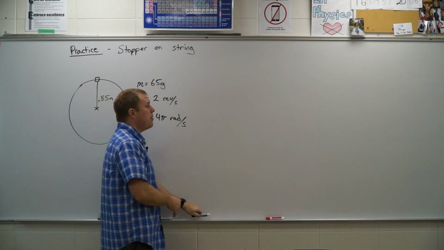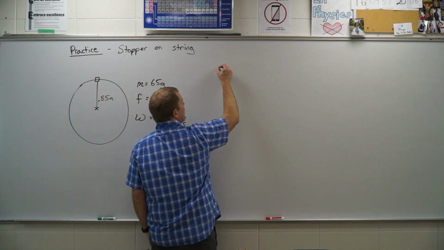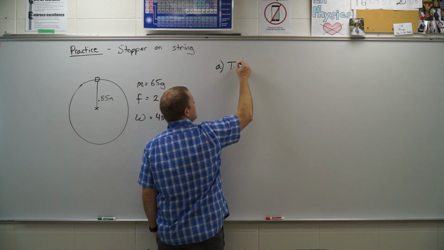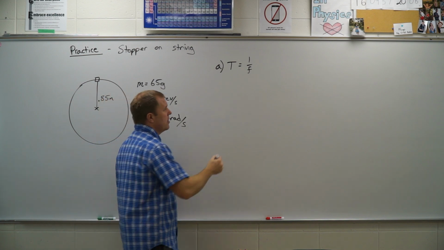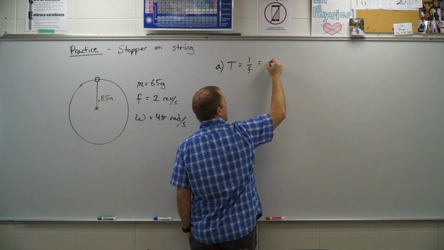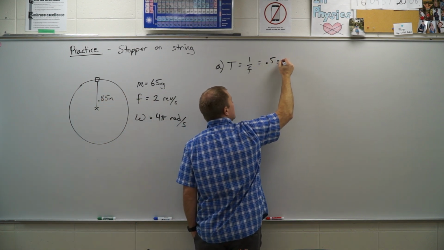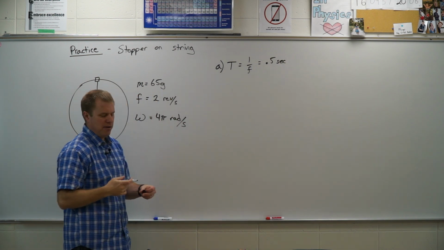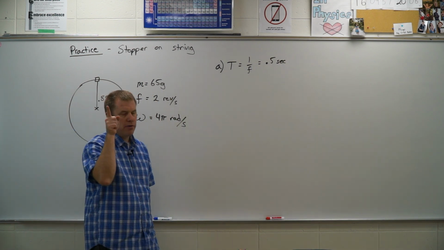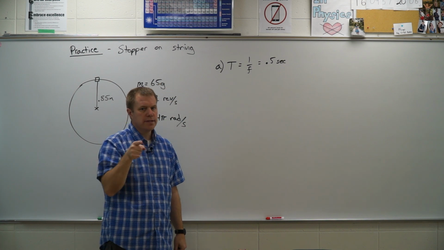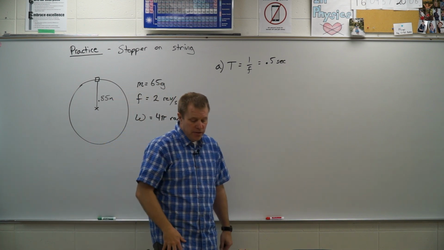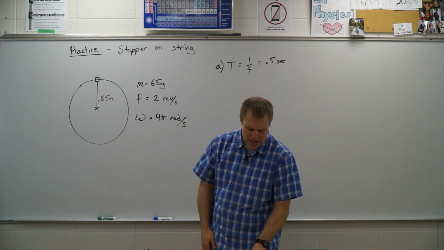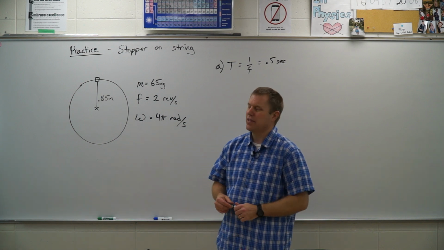Okay? So for part A, the first thing you were asked to do is find the period. So the period is the inverse of the frequency. And so in this case, we end up with 1/2 or 0.5 seconds. Now you might have been able to just think through that in your head, that if it goes around 2 times in 1 second, well, it's going to go around 1 time in 1/2 a second. That's fine. The second part says, what is the radial acceleration of that stopper?